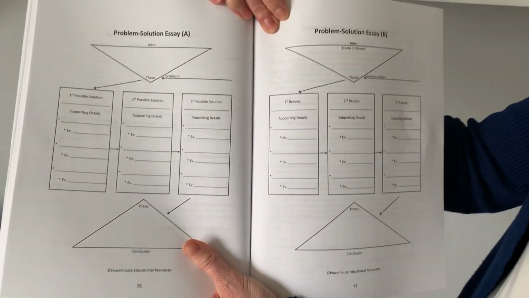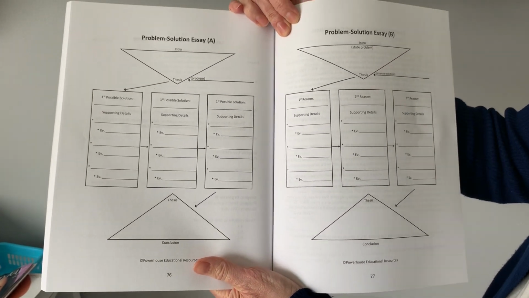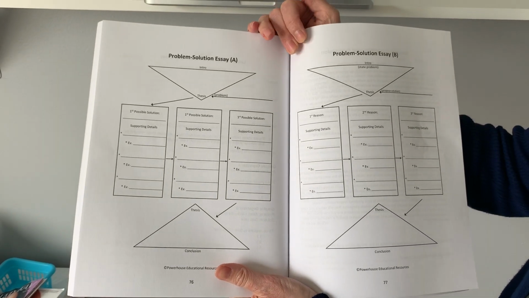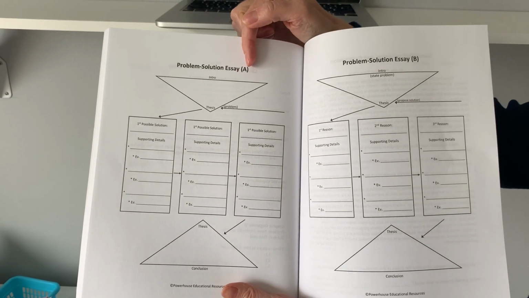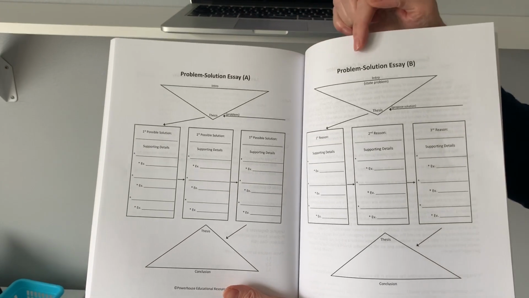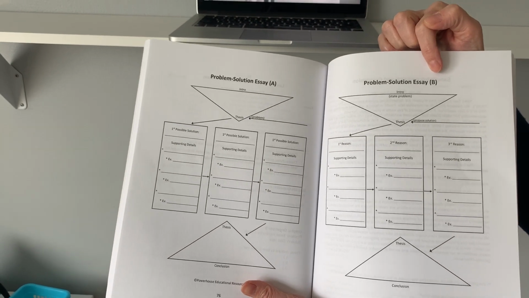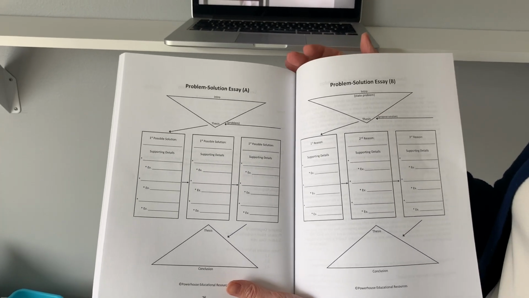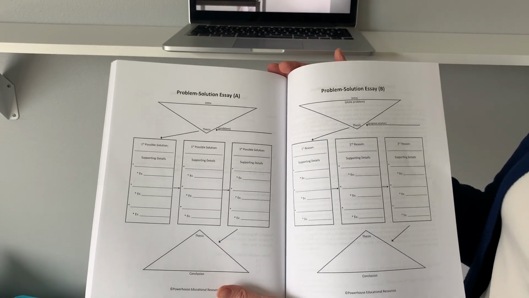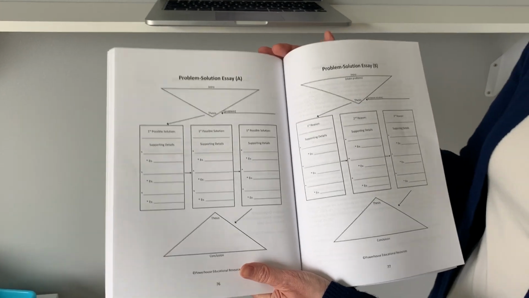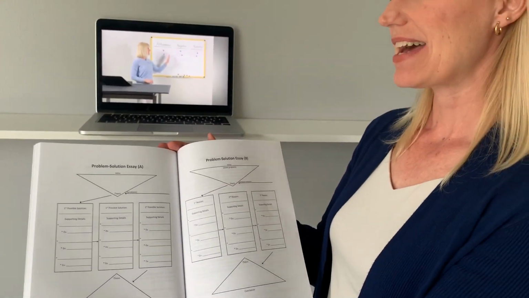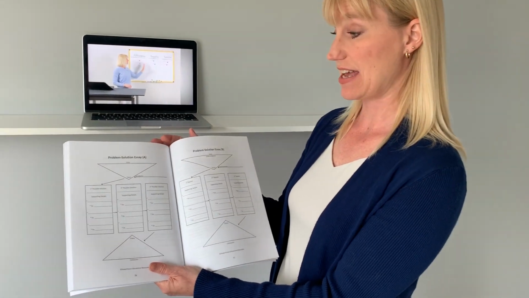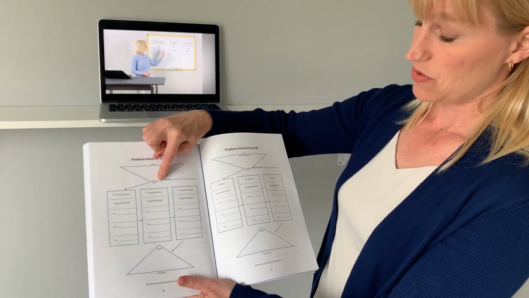When I teach the problem solution essay, I show that there are 2 different ways that you can organize the essay. You can use problem solution essay graphic organizer A or problem solution graphic organizer B. So the first step in writing an essay is deciding which graphic organizer you're going to use. Immediately when you've made that decision, you already know the thesis of your essay, because the thesis goes right here.